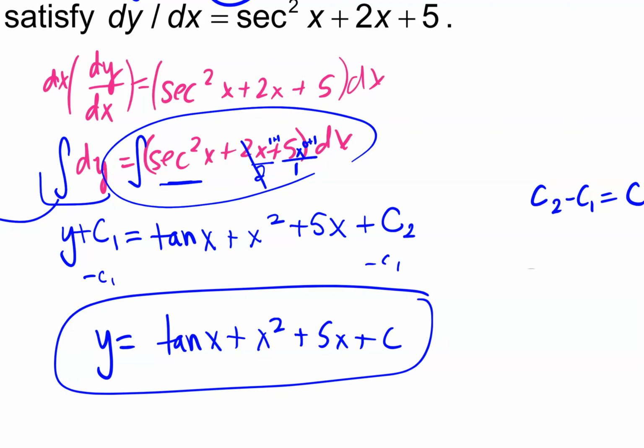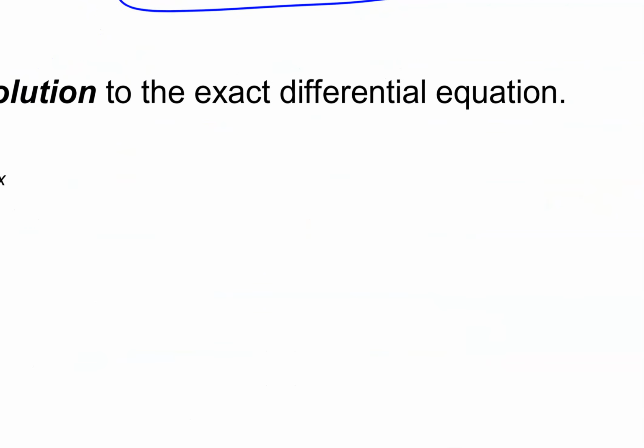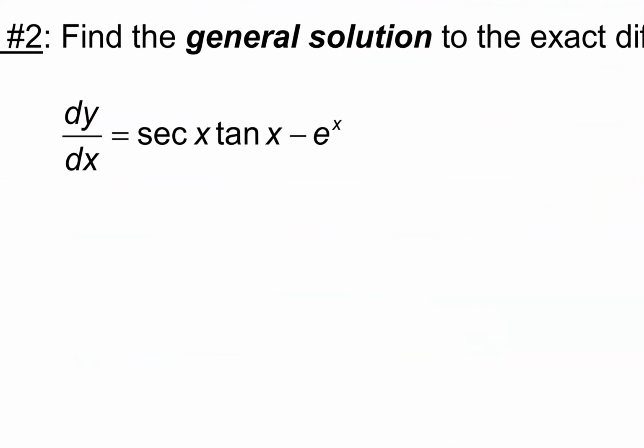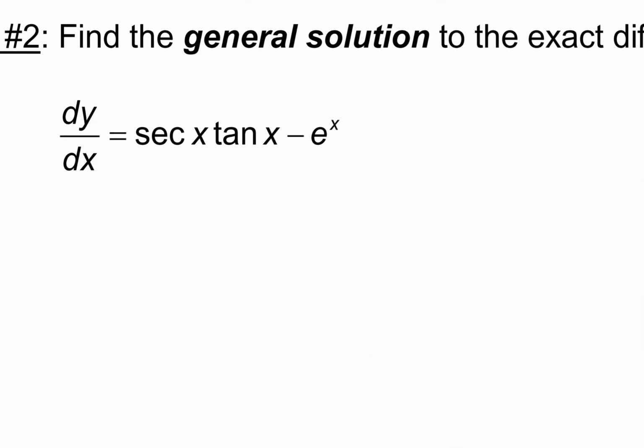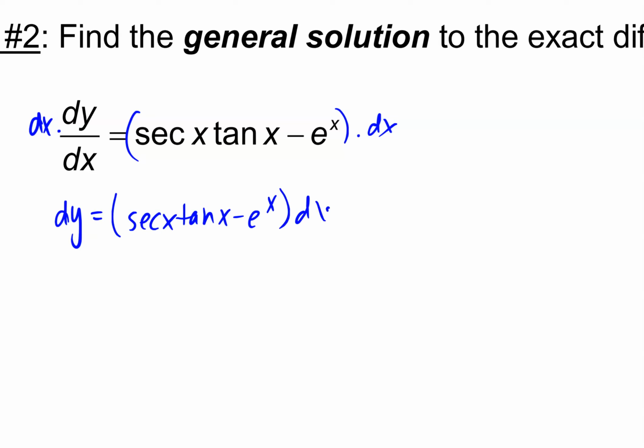So we're trying to find the general solution to the exact differential equation. So we have the general, meaning y equals something, right? Some function plus c. So first step, multiply by dx on both sides. So I have dy is equal to secant x tan x minus e to the x all times dx. Then take the integral of both sides.